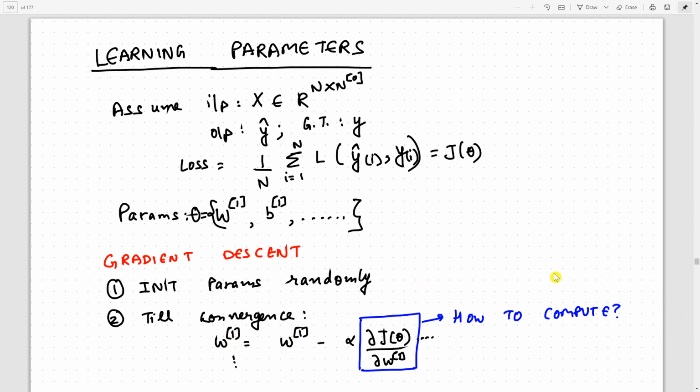Now, of course, the important question here is how do we compute the gradient of the loss with respect to the weight matrix that we're concerned with. The rules of calculus remain the same as we were using earlier in the case of linear regression, etc. They'll remain the same, but we'll see that they'll get a little more complicated because now we're dealing with higher order tensors.